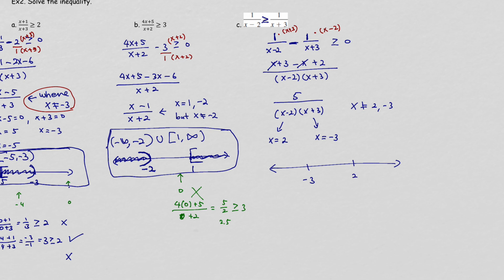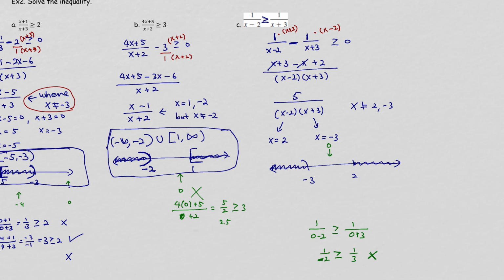Again, let's try maybe the easy number 0, right? Your 0 should be somewhere right here. So when you try 0 for your inequality, you end up getting 1 over negative 2 and 1 over 3. And this is not true, right? Why? Negative is not greater than positive, right? That's not true. So since the middle area does not work, it means both sides should be working.